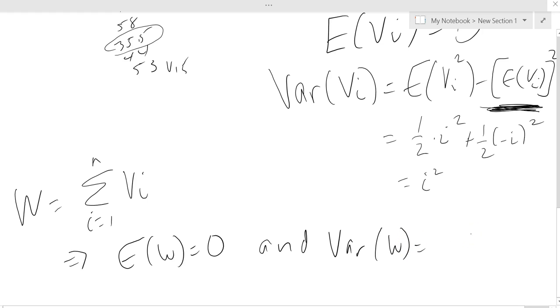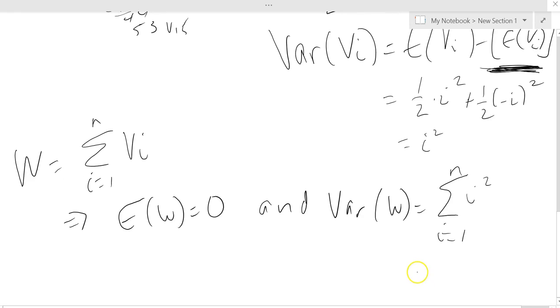Well, what do we do? If they're all independent, which they should be because it's a random sample, what do you do with the variances when you take the sum of the random variables? If they're independent, just add them, right? So this should be the sum from i equals 1 to n of i squared.